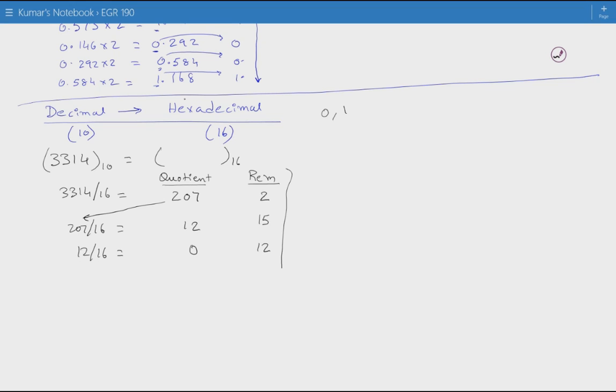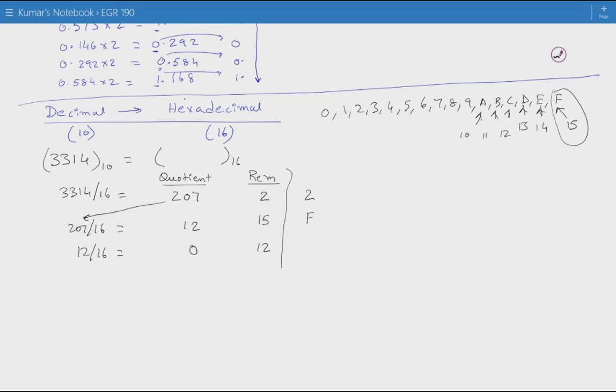So we have 0, 1, 2, 3, 4, 5, 6, 7, 8, 9. Then we don't have 10. We have A, B, C, D, E, and F. So basically, A represents 10, B represents 11, C represents 12, D represents 13, E represents 14, and F represents 15. So here, do we have 2 in hexadecimal? Yes, so we write it down. Do we have 15 in hexadecimal? No. 15 is represented by F, so we write F.